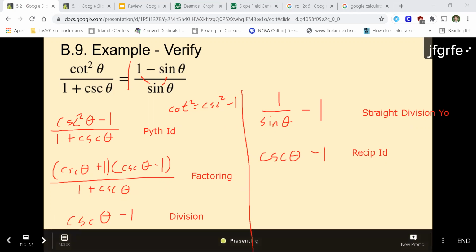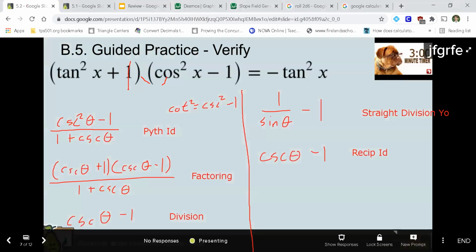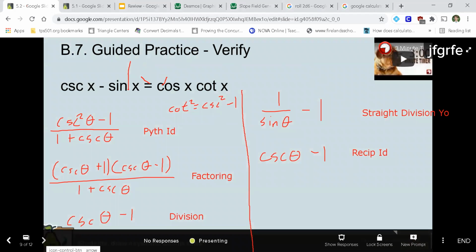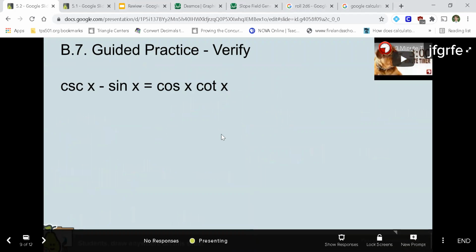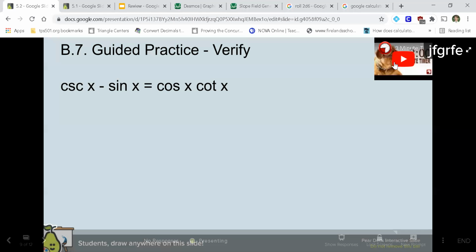Let's have you finish off with this one. I will tell you, you might try doing a little mix of working with each side. But I'll tell you, you need to get everything in terms of sine and cosine. That's the key thing. Get everything in terms of sine and cosine first.